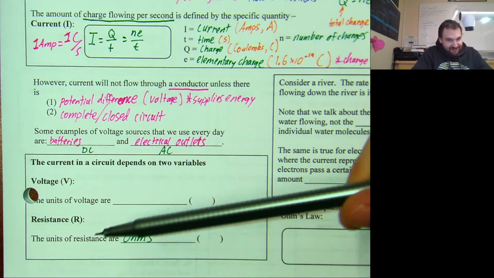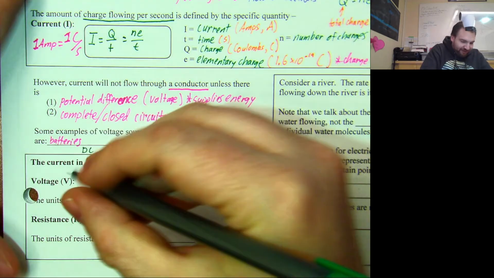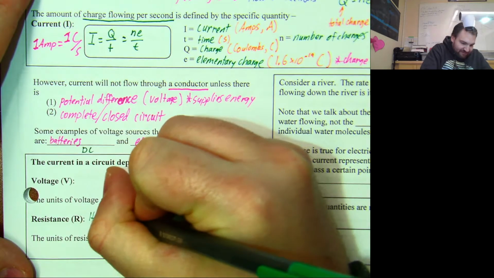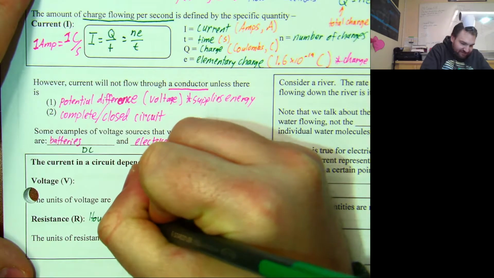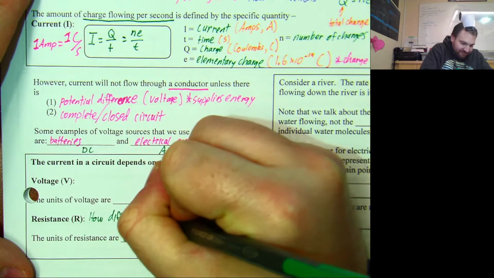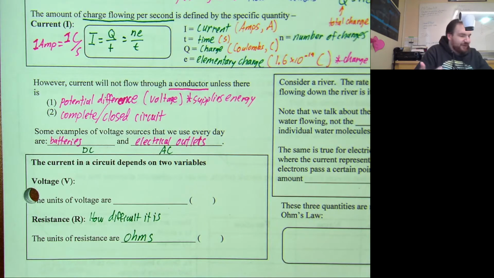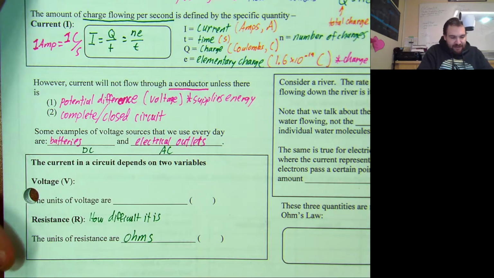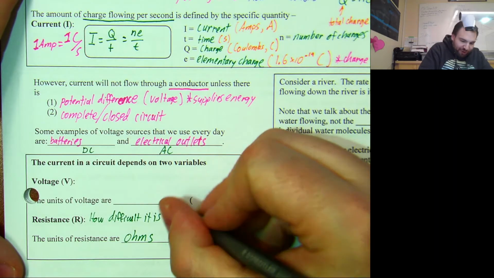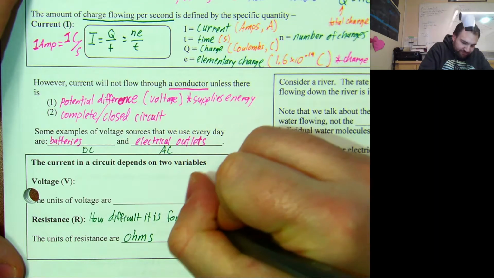Resistance is just simply that. How difficult it is, in general, to get something to do something. Specifically in electric circuits, resistance is how difficult it is for current to flow.